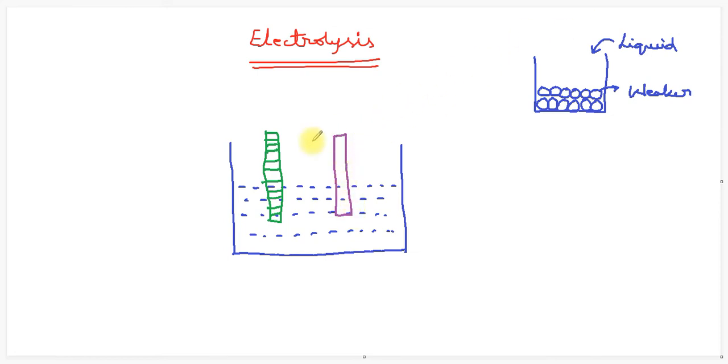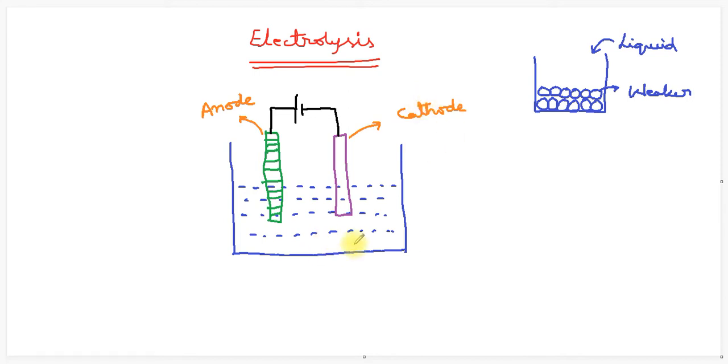Now I want to connect these two to a battery, and this is the DC supply I am giving here. This electrode is connected to positive, so that's why this is called the anode. And this is connected to the negative terminal, so this is called the cathode.